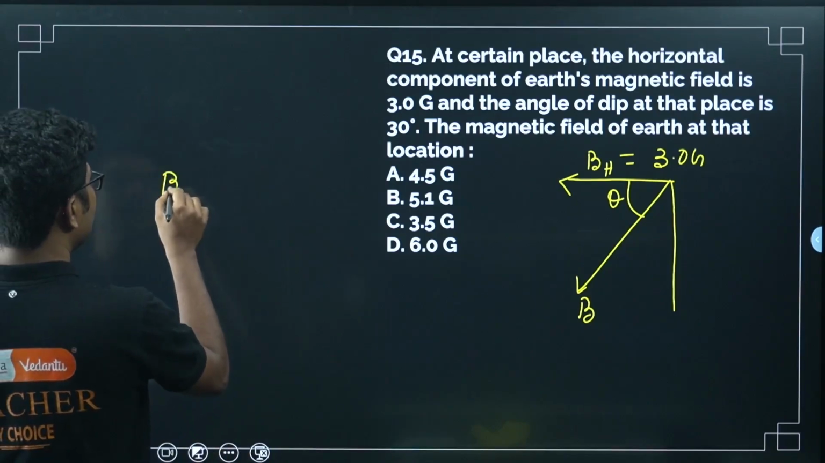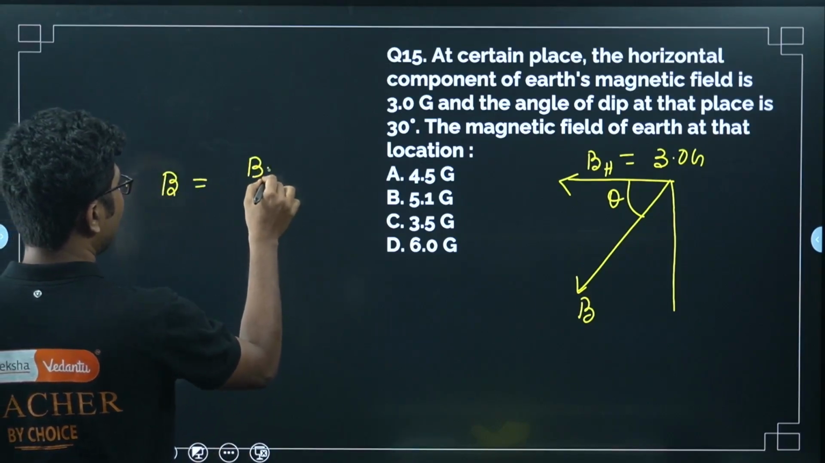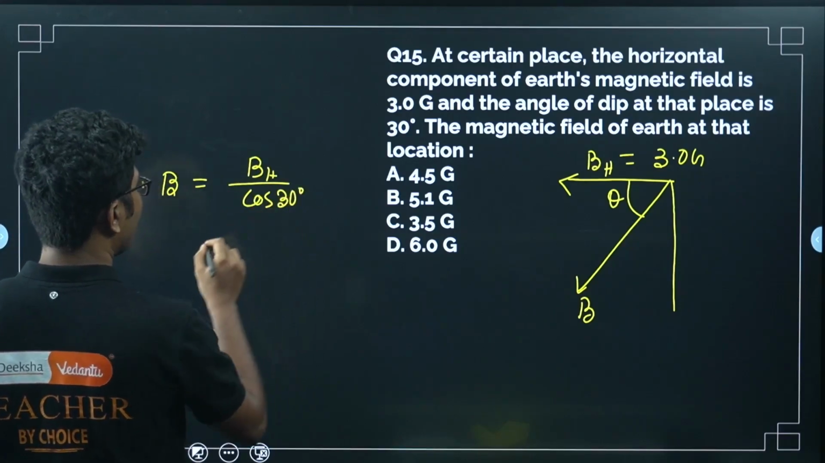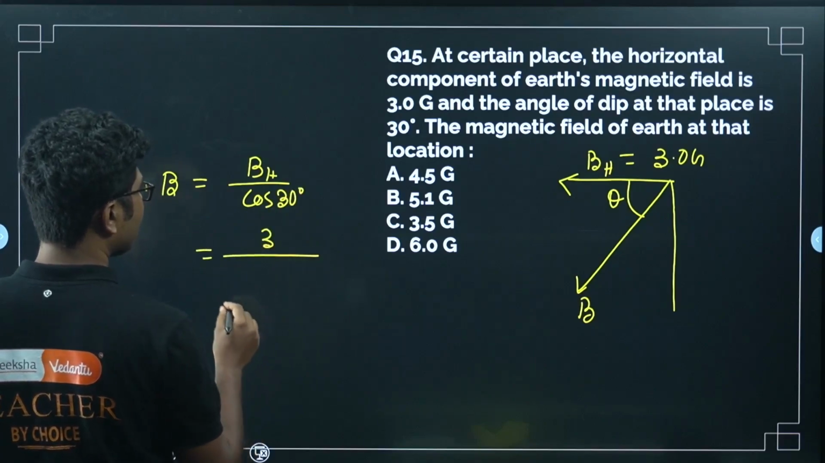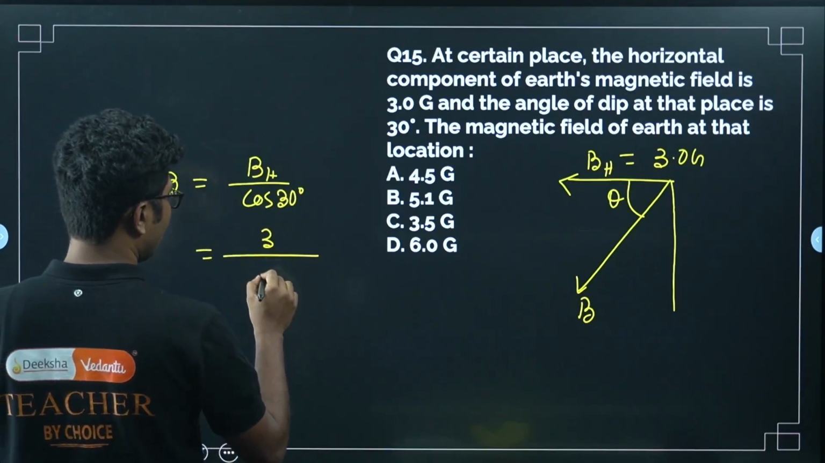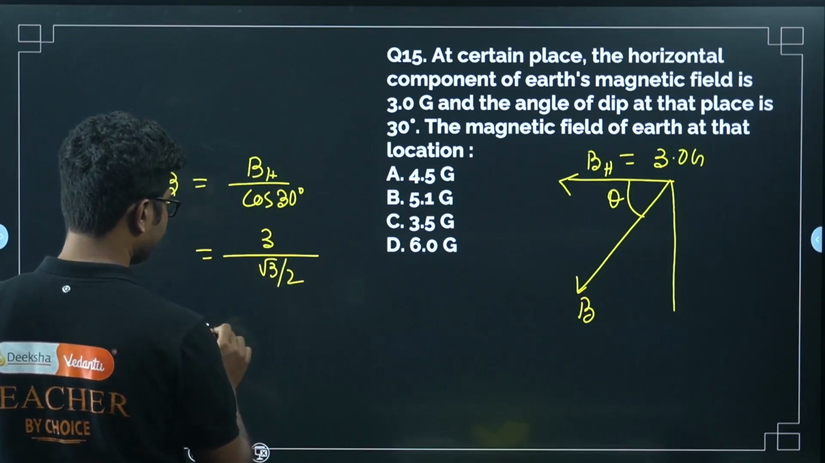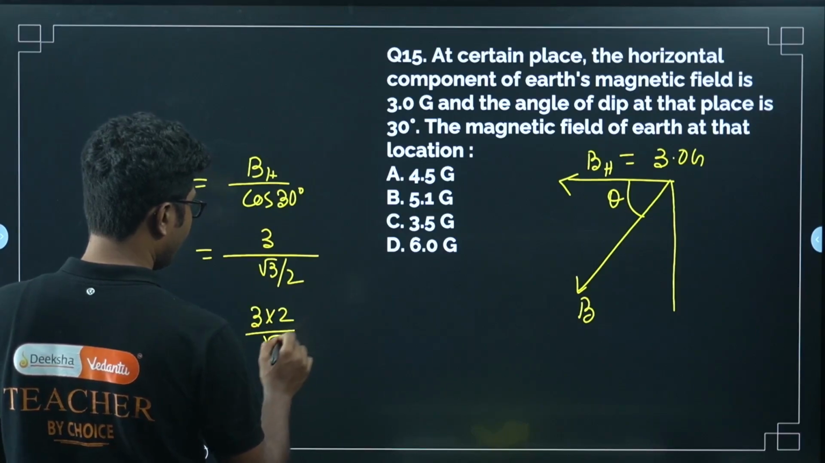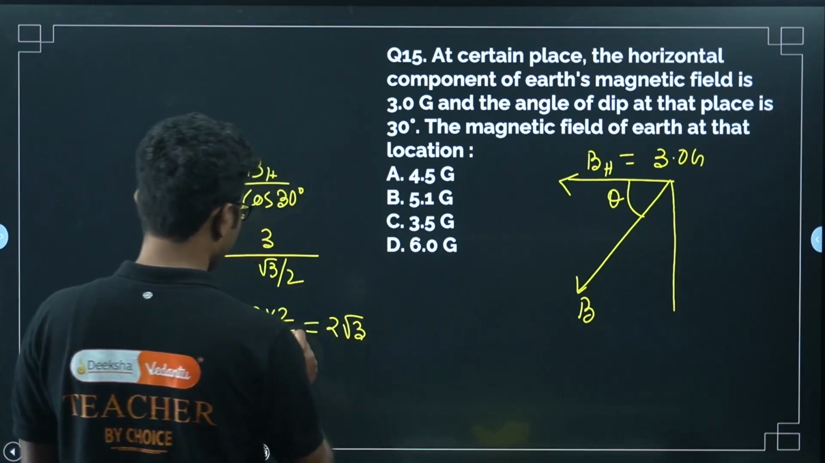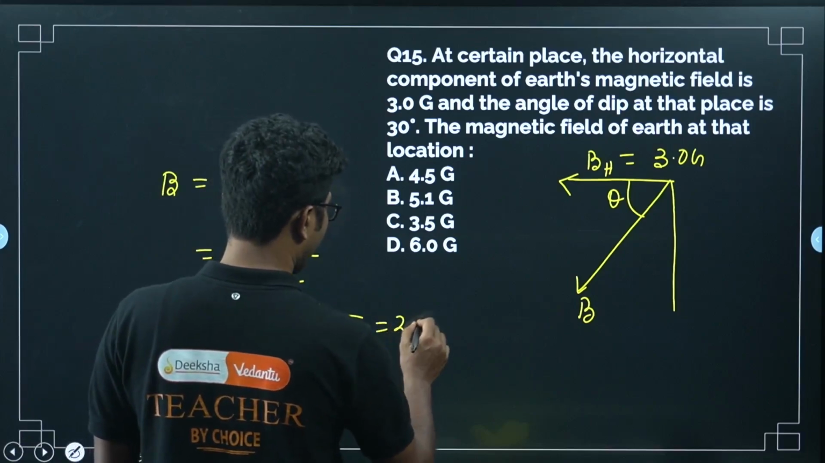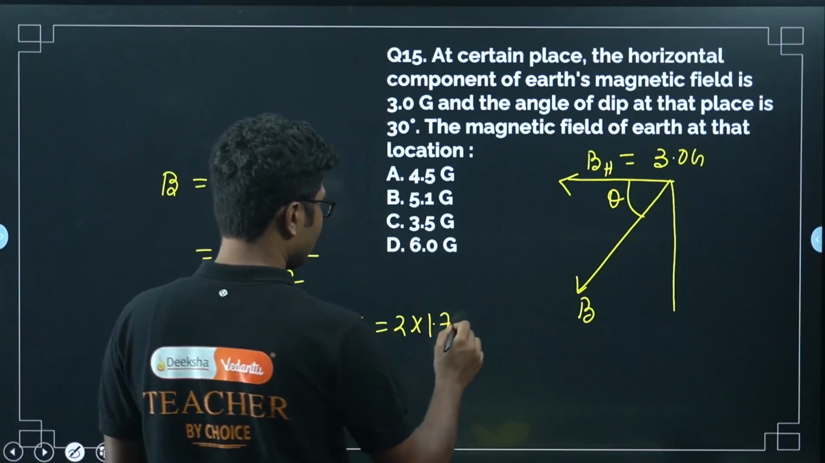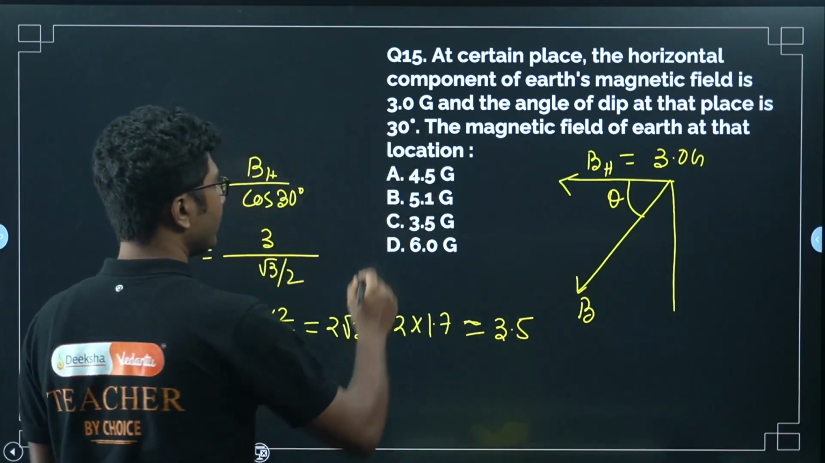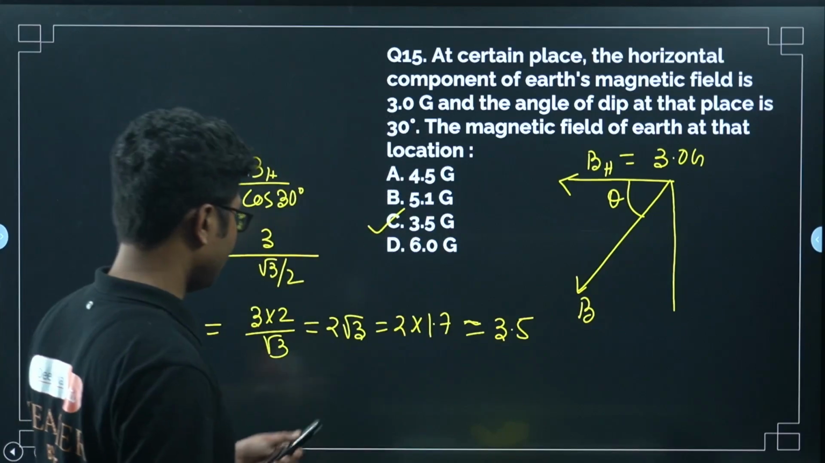So B is basically BH by cos theta. Angle is given 30 degrees. BH is given 3. So cos 30 is root 3 by 2. So it will be 3 times 2 divided by root 3. So it will be 2 root 3, right? So 2 root 3 means 2 times 1.7, almost equal to 3.5. Okay, so 3.5 Gauss is the correct answer.